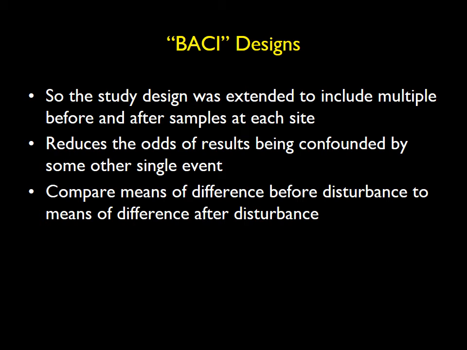All right, so the BACI design was extended to include multiple before and after samples at each site. And the reason for this is because the more samples you have, the less likely you are to be affected by specific events that occurred at a time and affected one sample or another. The more samples you take, and you take the averages of them, you start to sort of smooth out all that variation. So the idea now is that you can compare means of the difference between the control and impacted site before the disturbance to means of the difference after the disturbance.